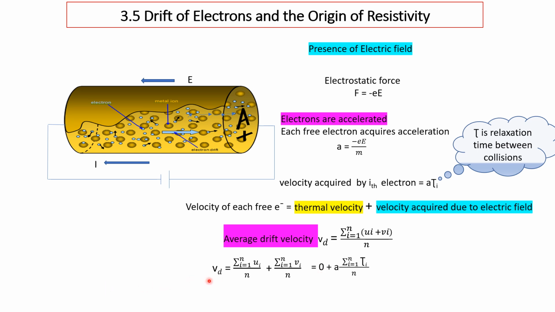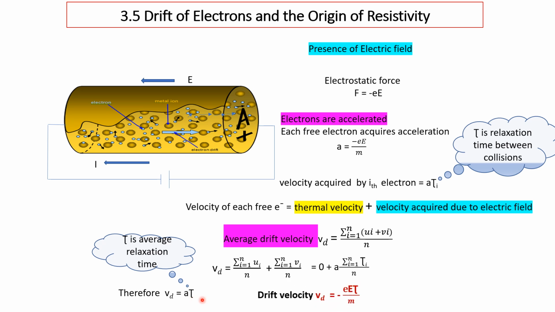So the equation for average drift velocity is equal to the summation of all the velocities acquired due to the electric field divided by the total number of free electrons available for conduction. Now if we replace the velocity acquired by the electron by this equation, that is the acceleration into the relaxation time, we get the equation as acceleration into the summation of all the relaxation times divided by n, that is the number of free electrons available for conduction. So it is the same as finding the average relaxation time in this equation. Therefore, the drift velocity equation reduces to acceleration into tau, that is the average relaxation time.